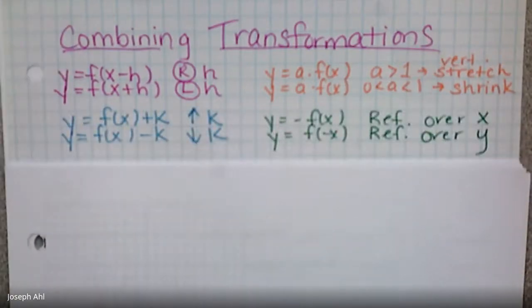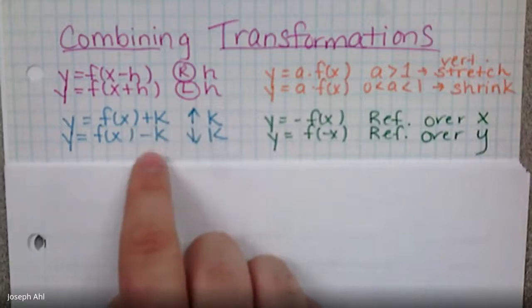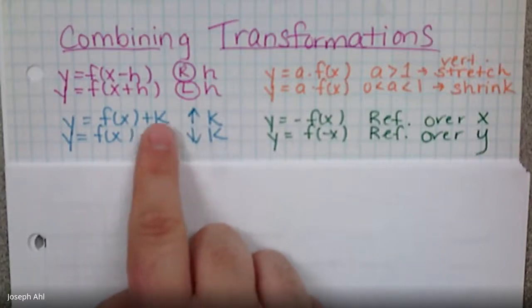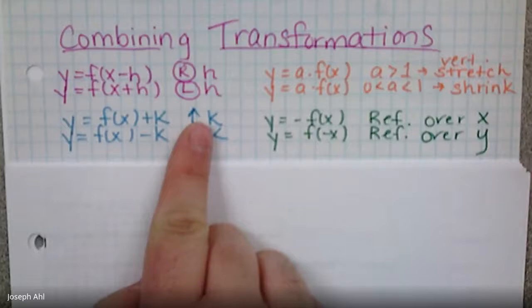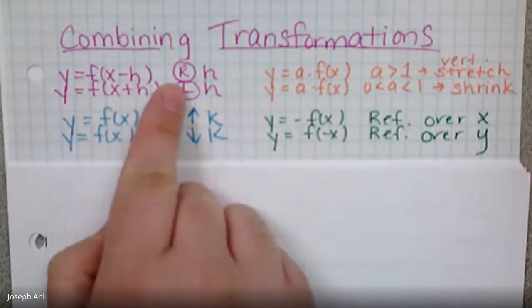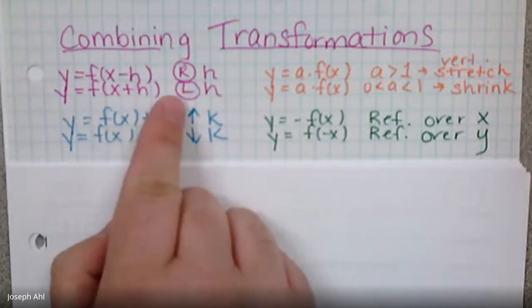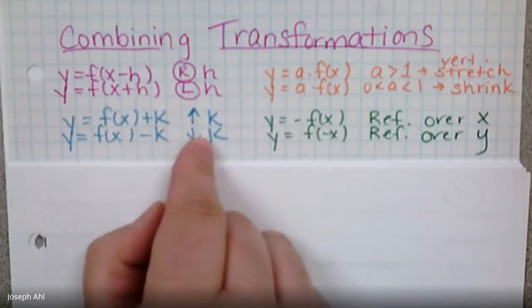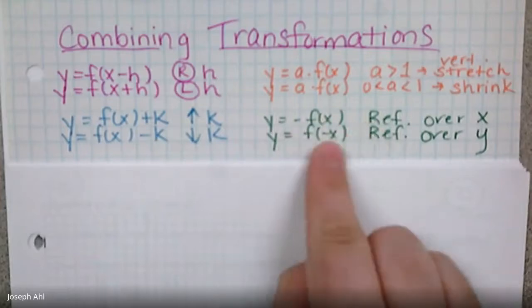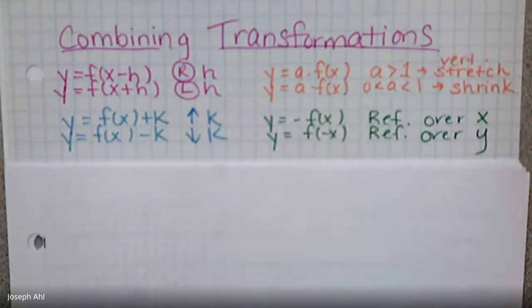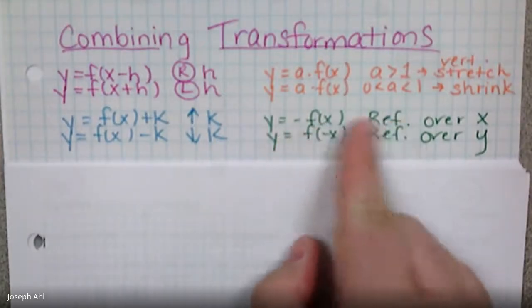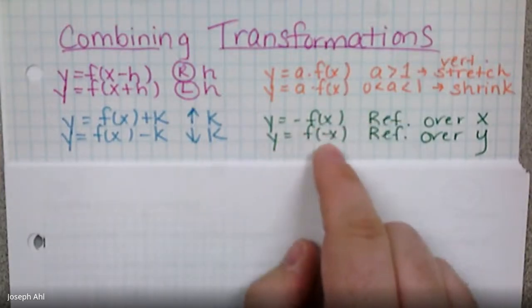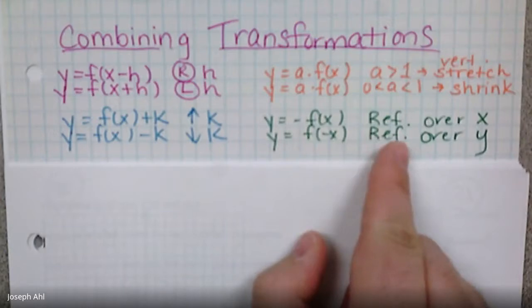Some other things that we now know, we know how to move the graph up and down if we add or subtract k on the outside of the function, and that follows the same sign, right? Whereas if I see x minus h, we should be moving to the right. F of x plus h goes left. Here, plus k does move up, minus k moves down. And then finally, the effect of having a negative sign is going to be a reflection over one of the axes. When you're negating the outside of the function, it flips over x. When you negate the inside of the function, it flips over the y-axis.